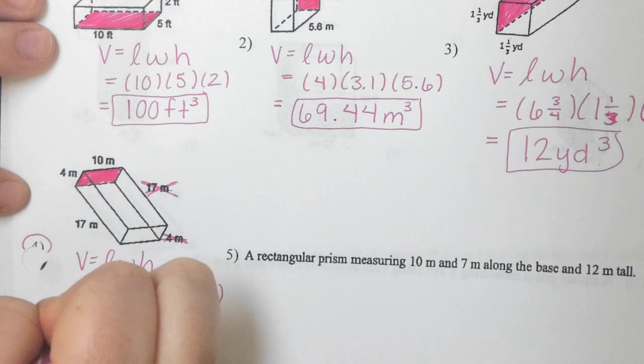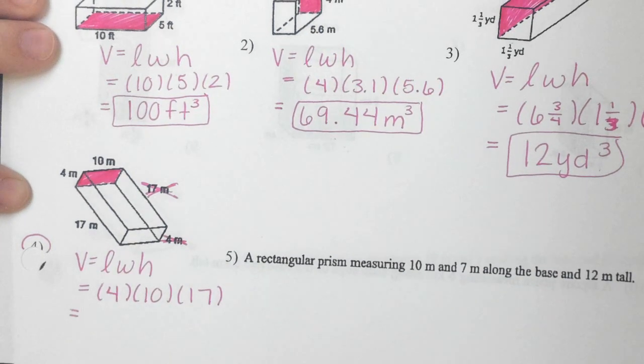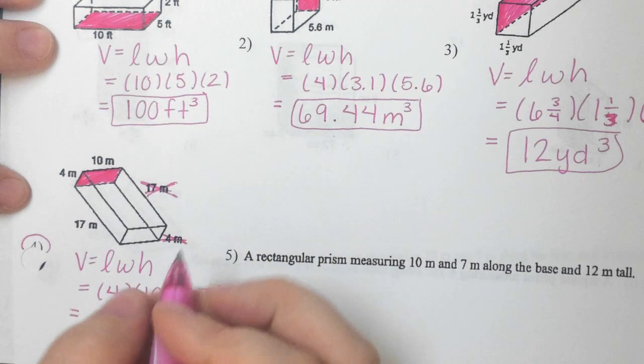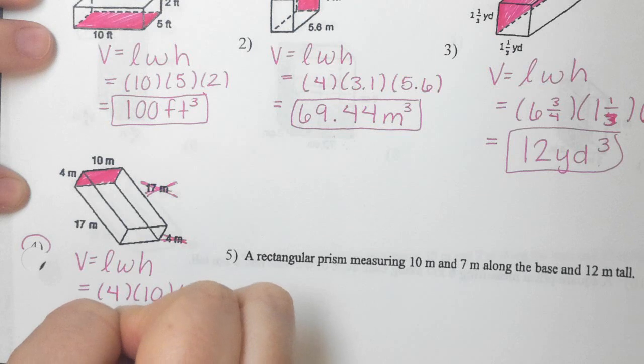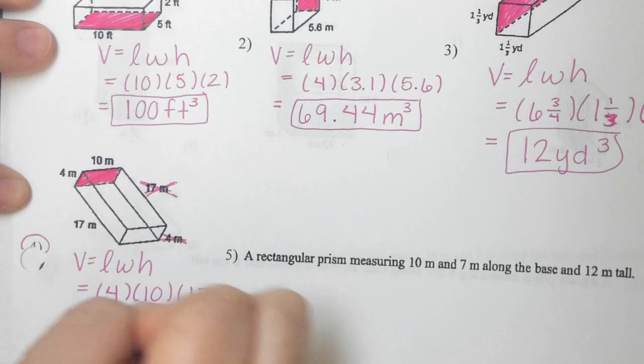So now we're going to multiply those 3 numbers, because we should only be doing a length, a width, and a height. What do we get, Lizzie? 680 meters cubed. Very good.